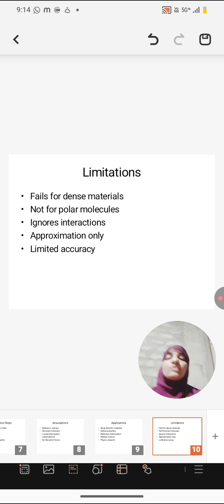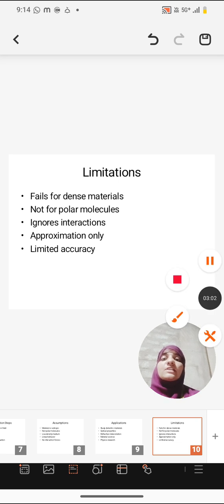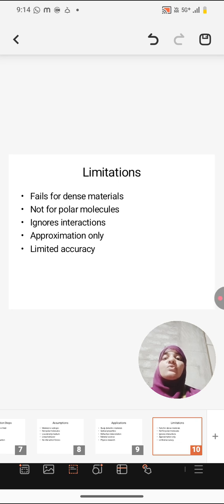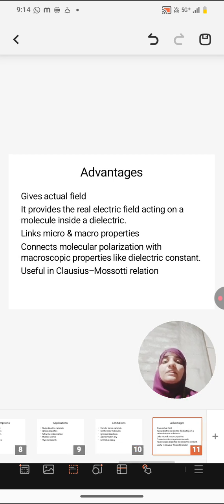Limitations for Clausius-Mossotti relation. It fails to explain dense materials. It doesn't work for polar molecules. It ignores interactions. It is useful only for approximations. It has limited accuracy.